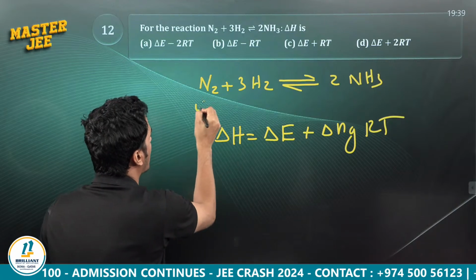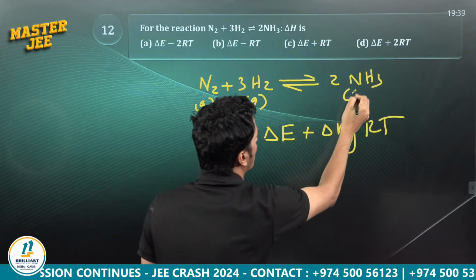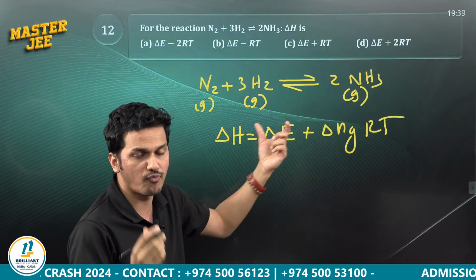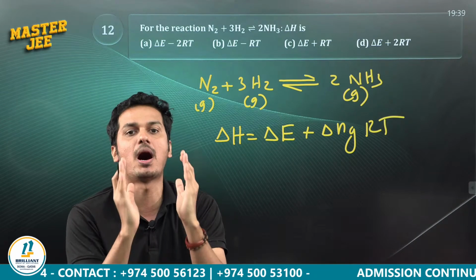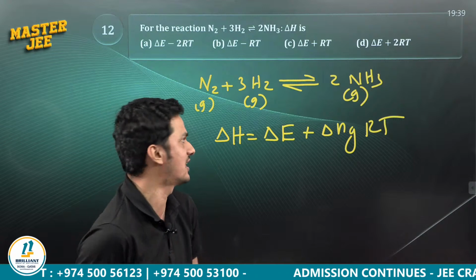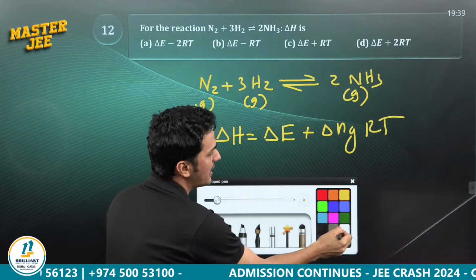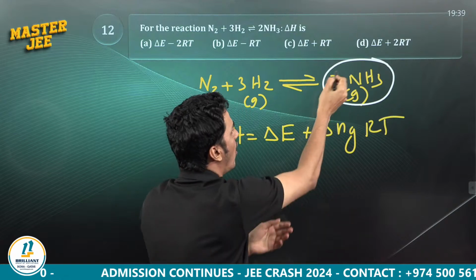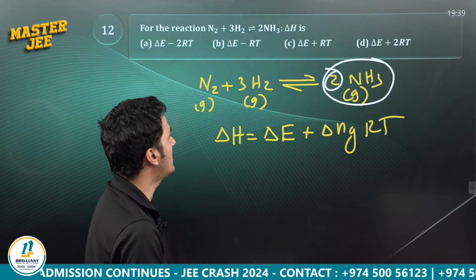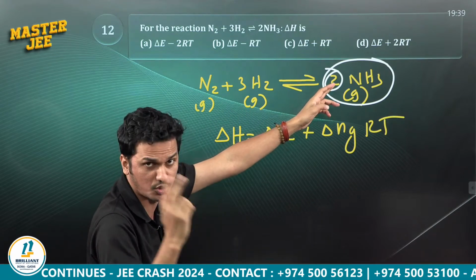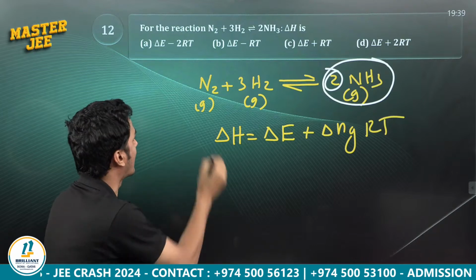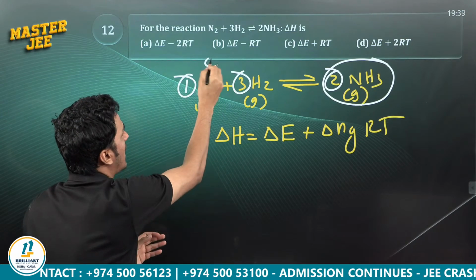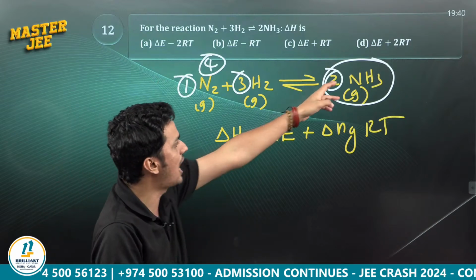So here this is gas, this is also gas. So here what is delta Ng? Number of moles of gaseous products minus number of moles of gaseous reactants. So how many gaseous reactants are here? This is 1 gaseous reactant and this is 3 gaseous reactants. So total 4 gaseous reactants are here. And 2 gaseous products are there.